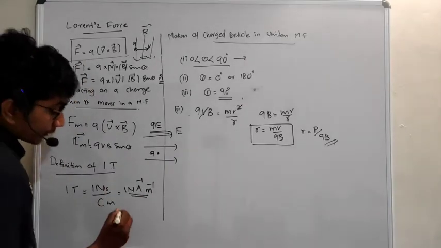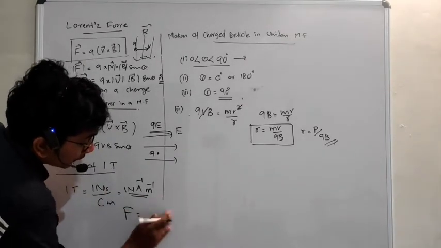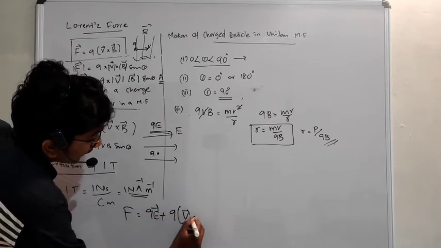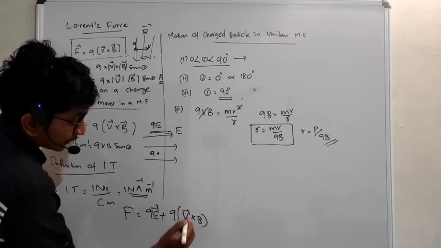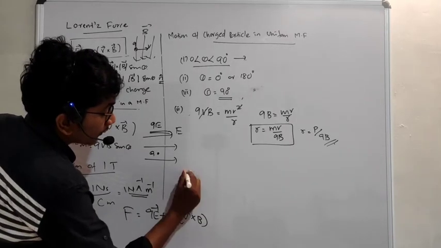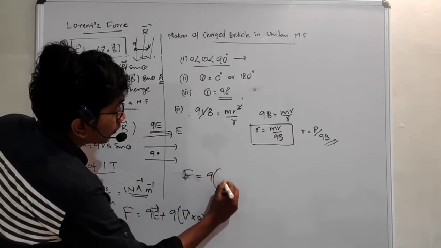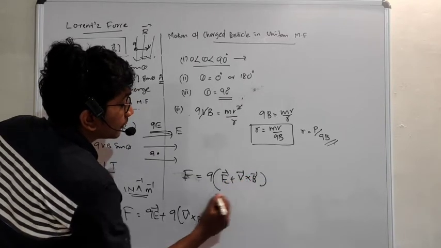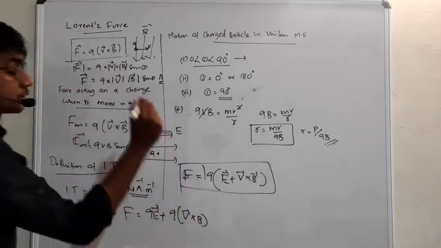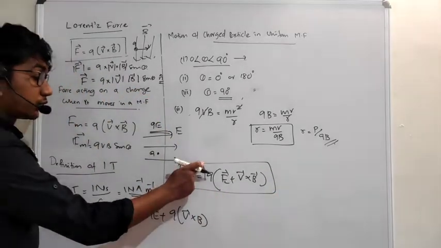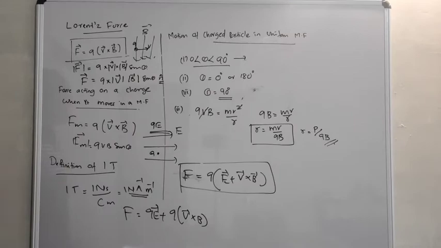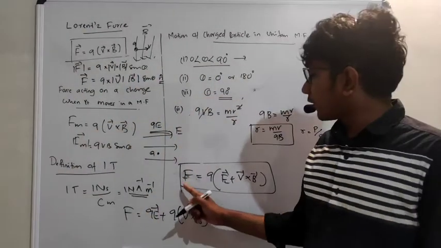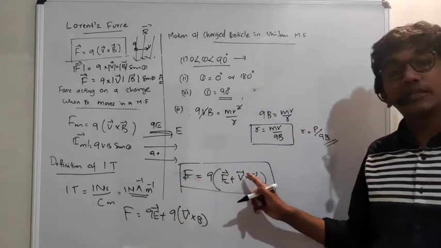That is equal to, I'll write it here, F is equal to QE plus Q into V cross B. You can take Q outside, so F is equal to Q outside, E plus V cross B. This is the total force. This is the total Lorentz force. So if there is a magnetic field and electric field, then the total force will be F is equal to Q into E plus V cross B.